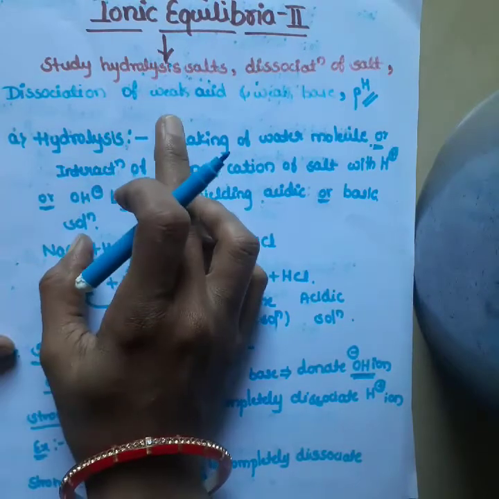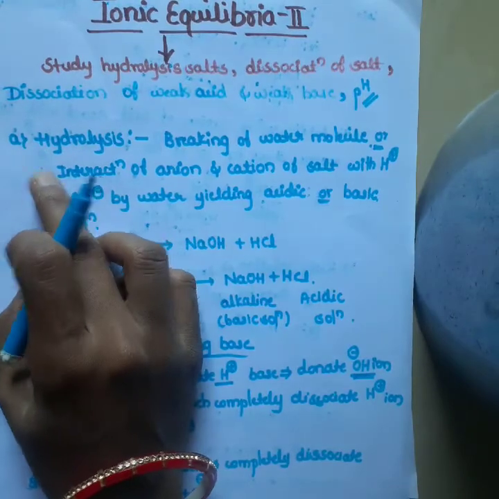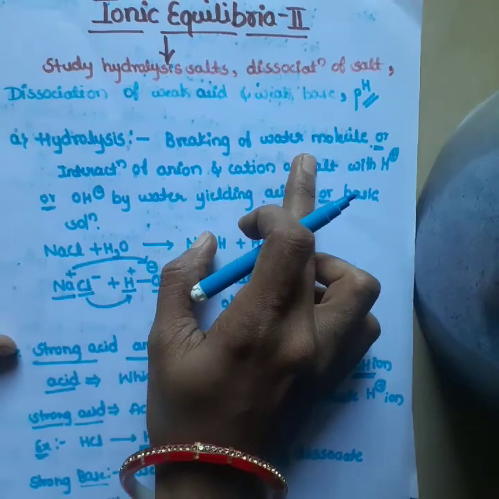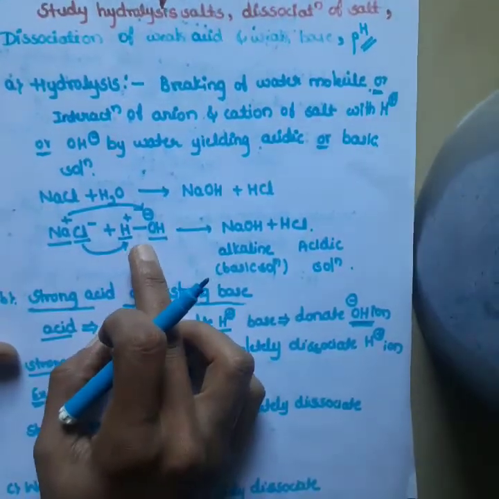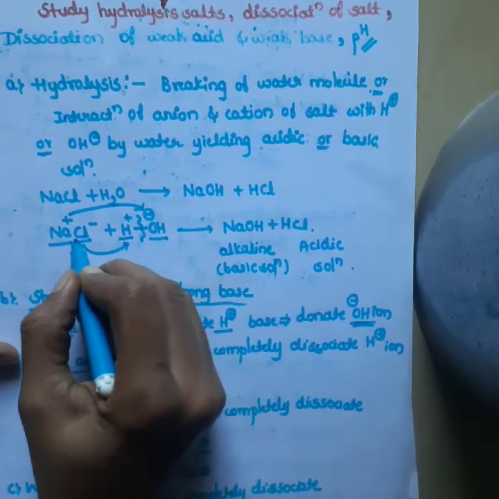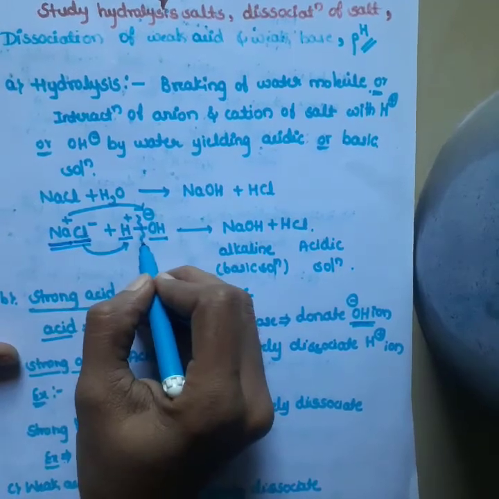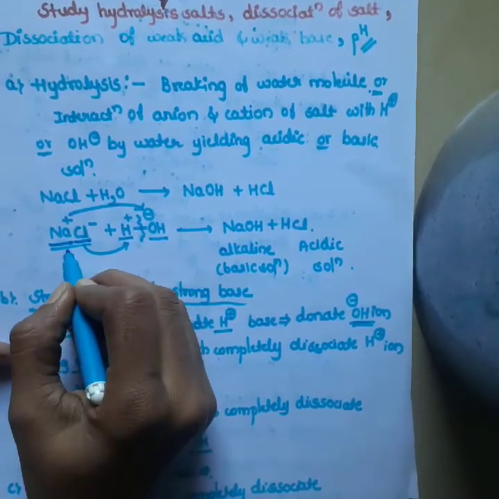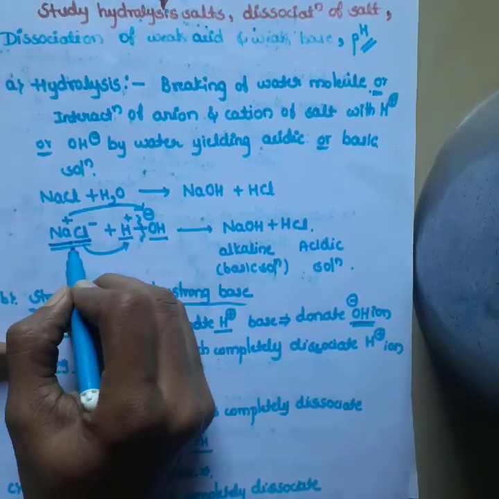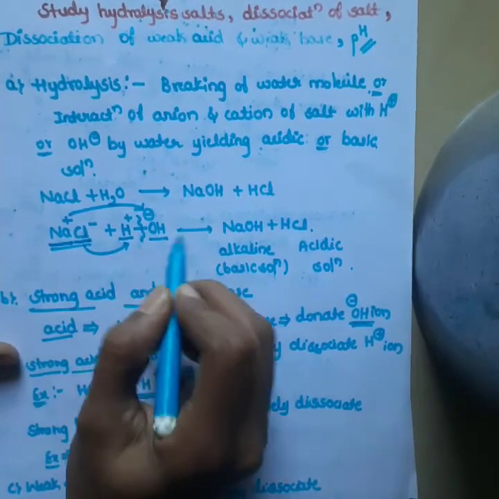Before going to study what hydrolysis of salt means, we need to know some definitions. First is hydrolysis. Hydrolysis simply means breaking of water. For example, a water molecule breaks into H+ and OH-. After that, they add to the salt solution. Whatever salt is there, this H+ and OH- will add to our salt. This is called salt hydrolysis. NaCl is a salt; H+ and OH- adding to this salt is called salt hydrolysis.